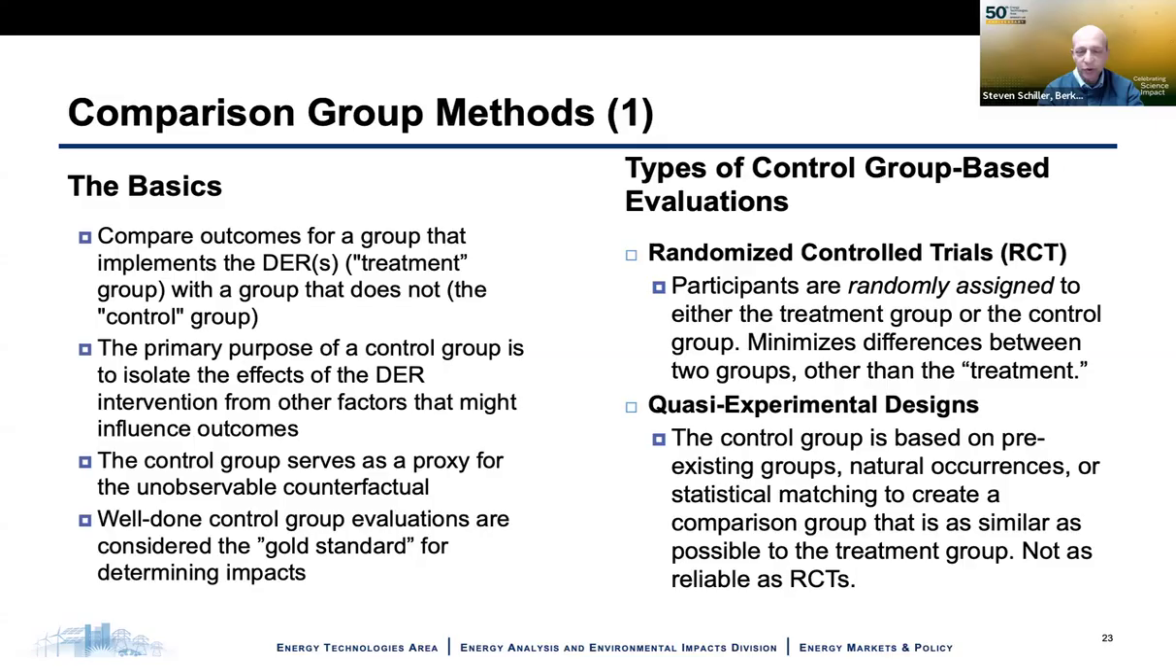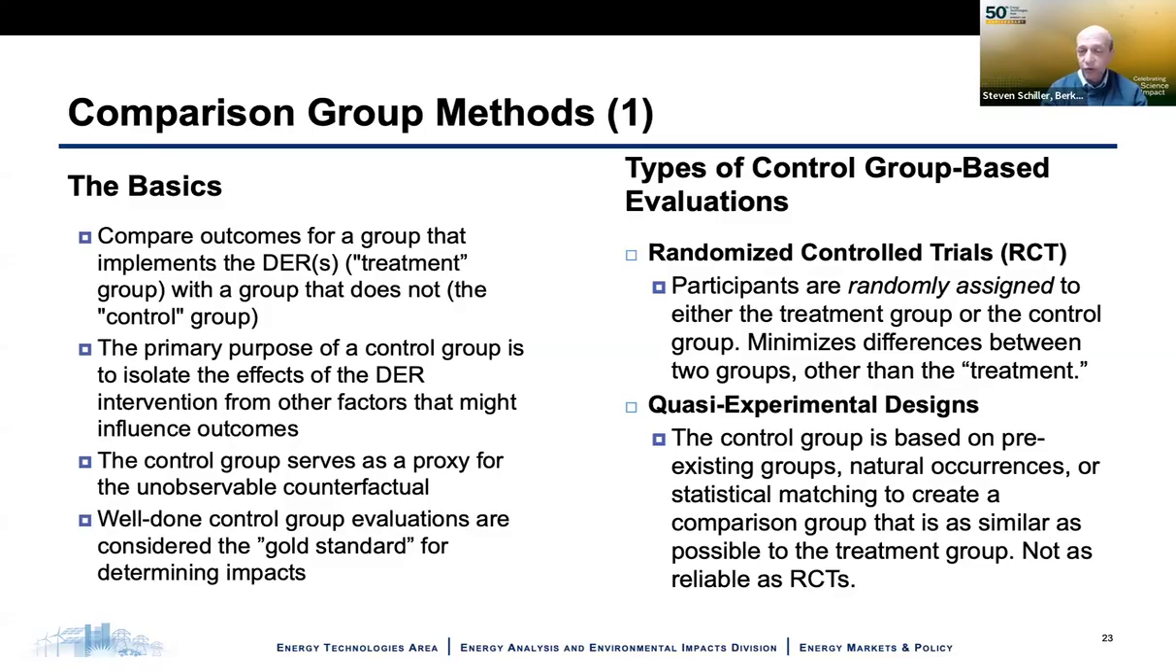So basically, what we're trying to do with the control group approach here, the comparison group approach, is to isolate the effects of the DER from all other factors that might influence the outcomes. Changes in occupancy, changes in energy rates, changes in weather. The only difference you want between the two groups is that one group implemented the DER and one didn't. So basically, that control group serves as your proxy for that unobservable counterfactual, to use fancy terms. And if you do this well, it's really the gold standard for determining impacts.